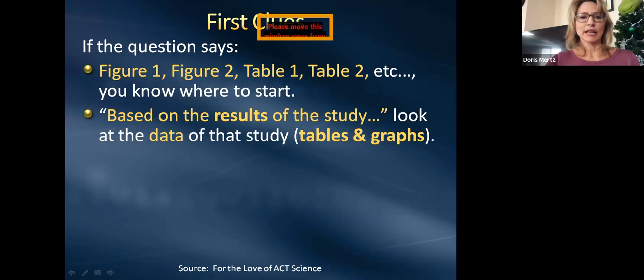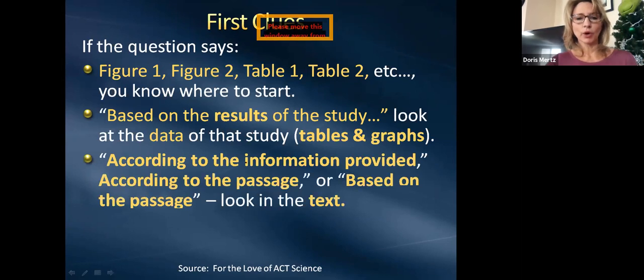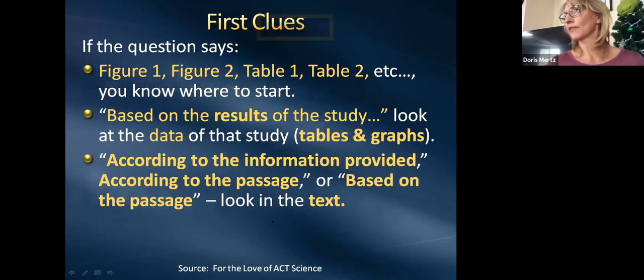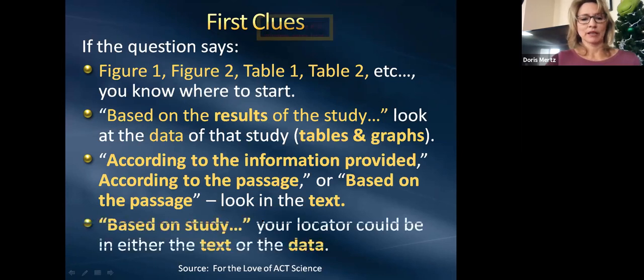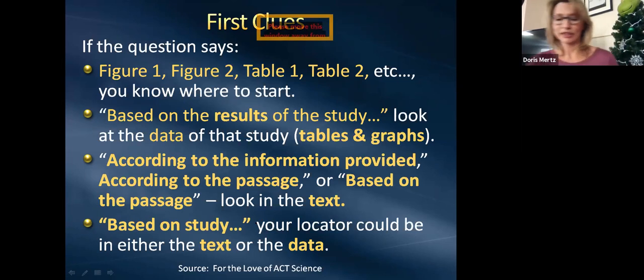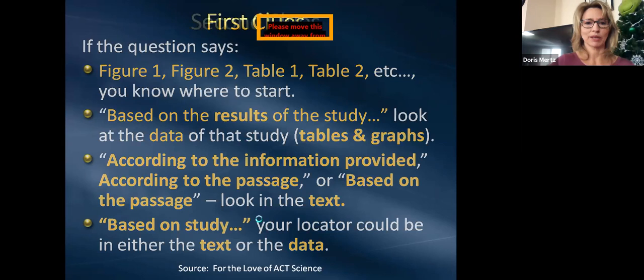And if it says based on the results of the study, when it talks about the results of the study, you're going to look at the data. Your answer is going to be in the tables and graphs. But if it says according to the information provided, or according to the passage, or based on the passage, that's when you know you're going to have to look in the text and not just in a table or graph. And if it says based on the study, you could look either in the text or the data, because it's not referring you to any specific place.